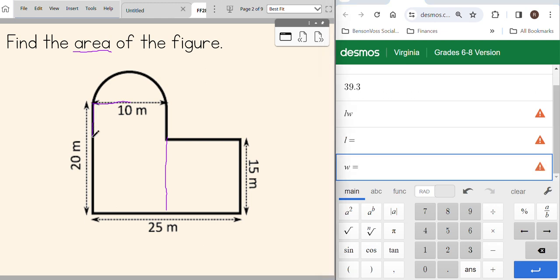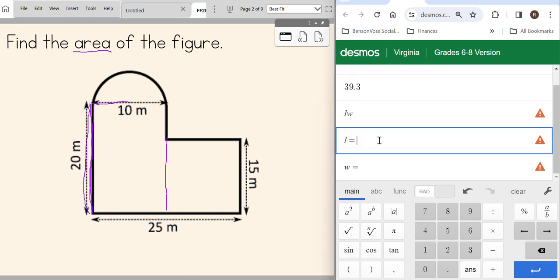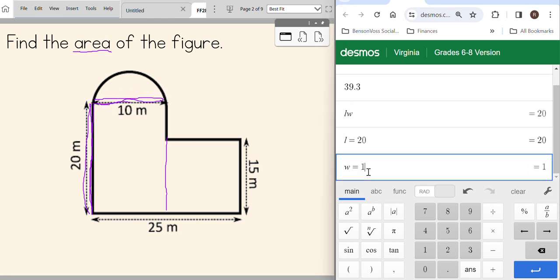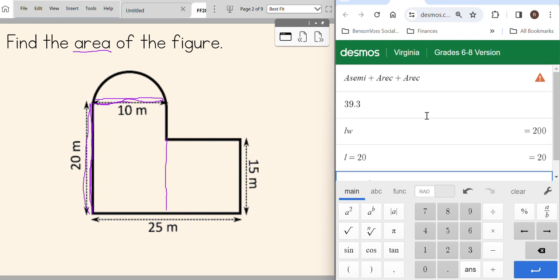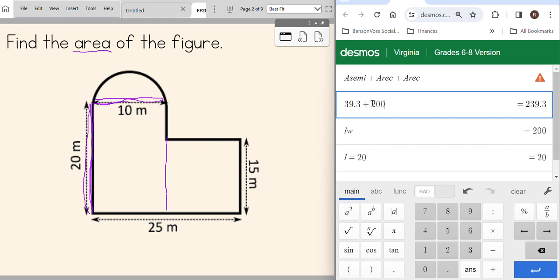So this one over here, it has this long side right here is 20. So I'm going to call that the length. And it has this short side here, which is 10. So I'm going to call that the width. So that gives me 200. So I know up here, I'm going to add it. So I'm going to put plus 200. And then I'm going to have to add the next rectangle.